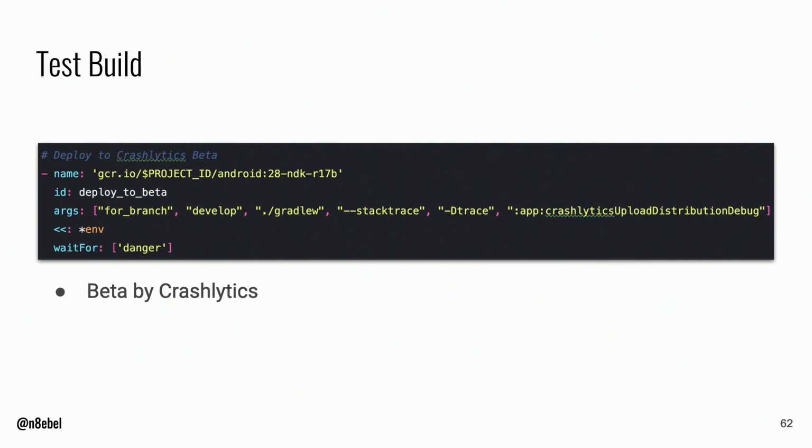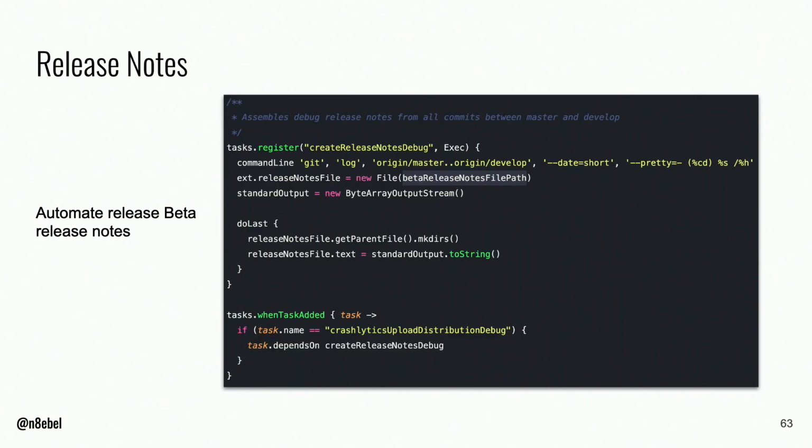So in the case of the test build, this is our build task. This is not Circle, so it might look a little bit different, but basically we see that we are saying for branch develop, run the Crashlytics upload distribution debug task. And so basically what that task does is automatically send that generated APK to our Beta by Crashlytics instance, so then our testers can pull out the Beta app on their phone and automatically see that new artifact. Now there's a little additional piece of automation here in that the release notes that are associated with that APK are also automated. So in this case, it's pretty straightforward.